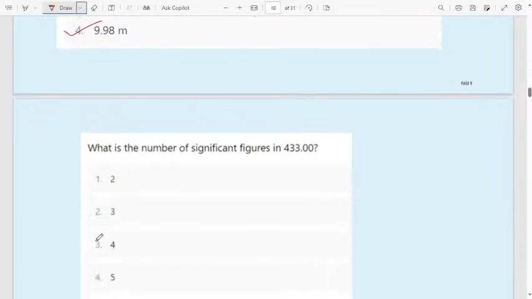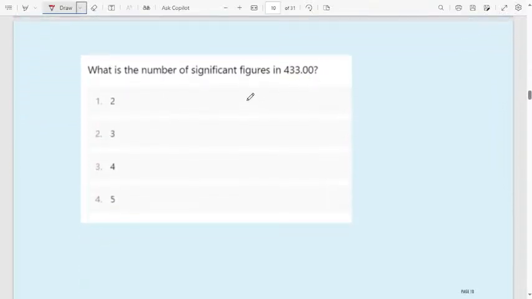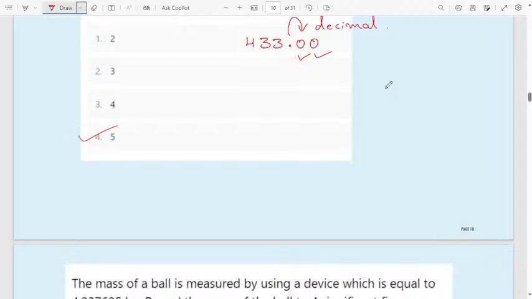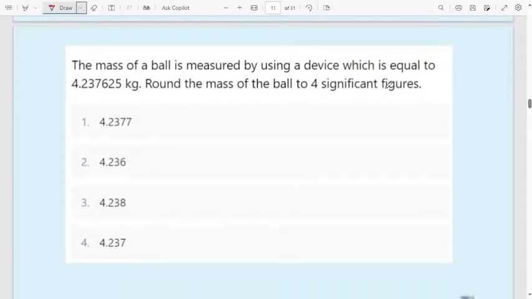Next, what is the number of significant figures in 433.00? The decimal is there: 1, 2, 3, 4, 5. Yes, 5. These two zeros are also significant because they are present after the decimal. I am explaining each and every question so that you will not get confused when you are solving.